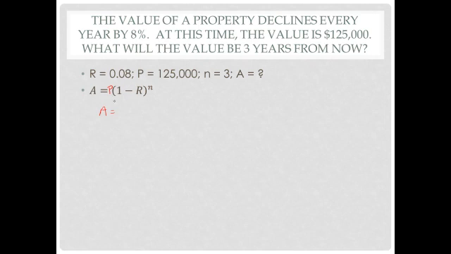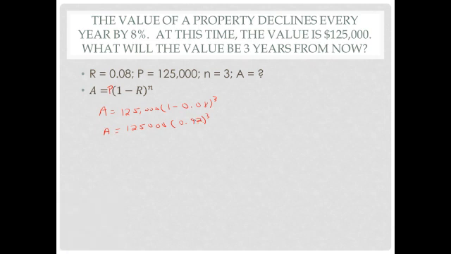Okay, again, I need to add that principal there. So we have principal times, so the principal was 125,000 times 1 minus the rate, 0.08, raised to the third power. So that's 125,000. 1 minus 0.08 will give us 0.92 raised to the third power.